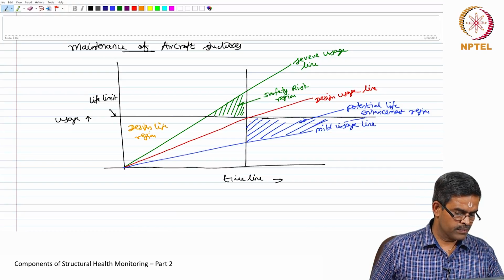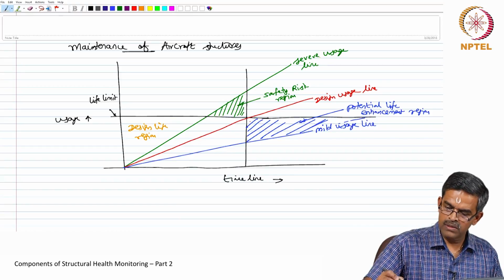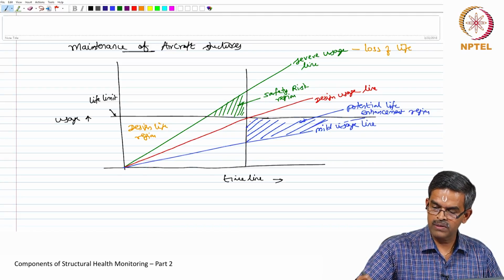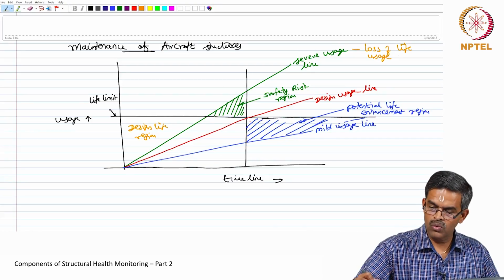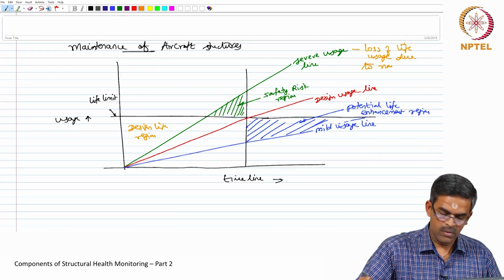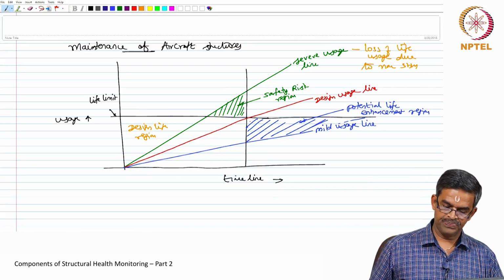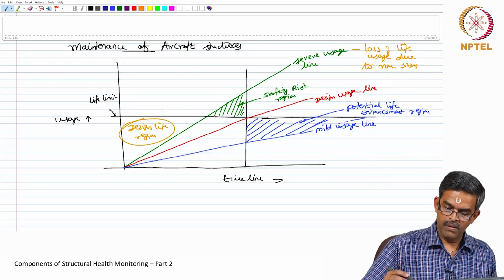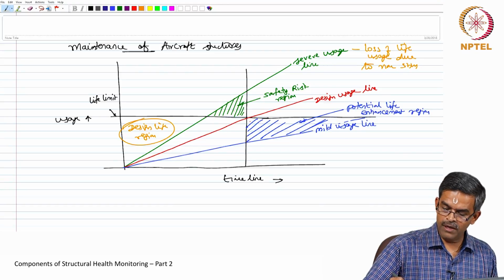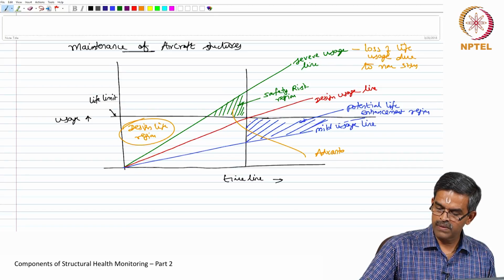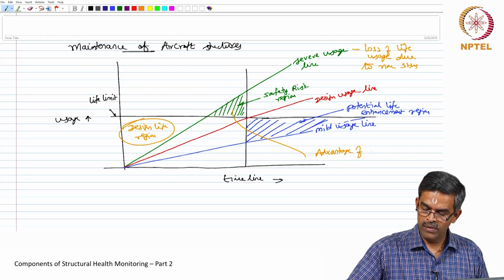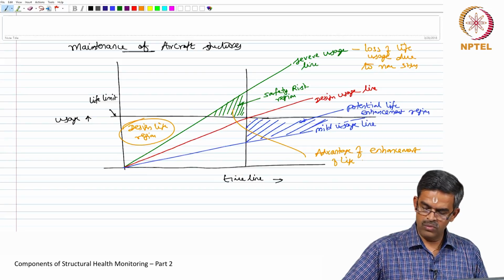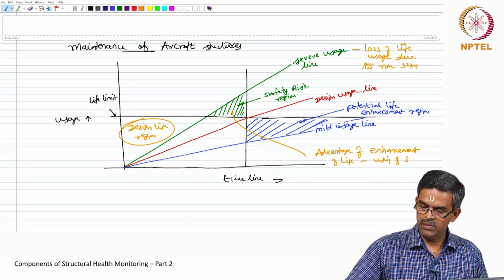So, this curve shows that severe usage represents loss of life usage due to non SHM, which represents this area, whereas the green region clearly shows the advantage of enhancement of life due to usage of SHM.